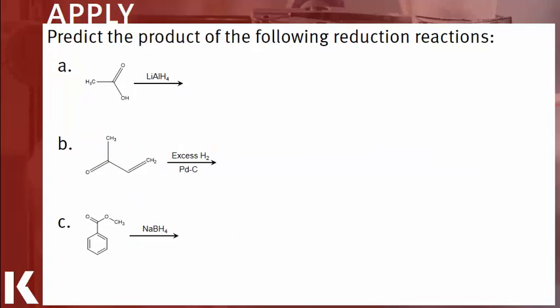This question asks you to predict the product in a reduction reaction, and each question includes a reagent that is a reducing agent. Let's start with A. The central carbon in the reactant, acetic acid, has three bonds to oxygen, two coming from the double bond to oxygen, and one from the alcohol.